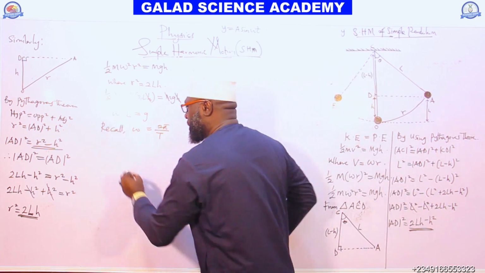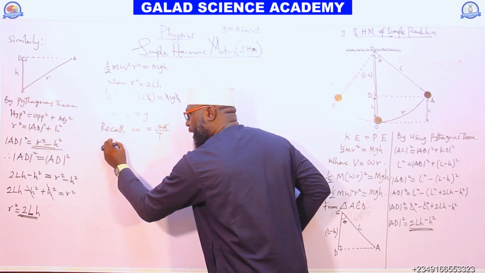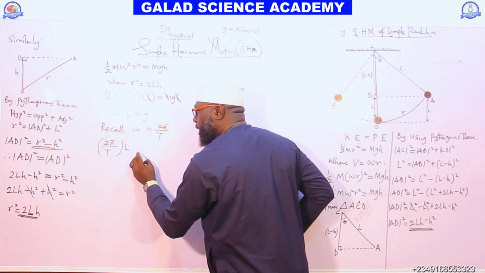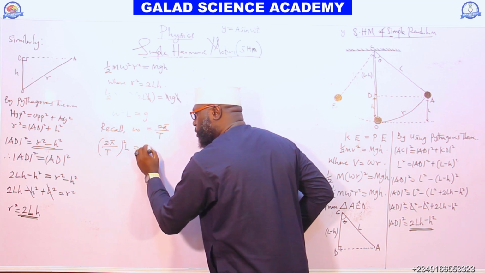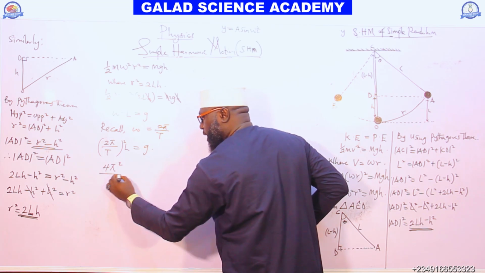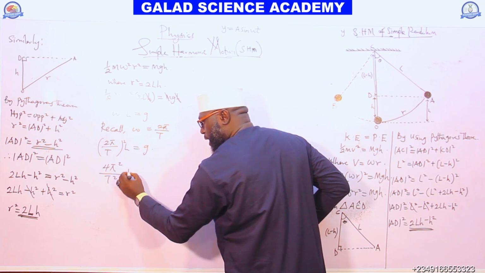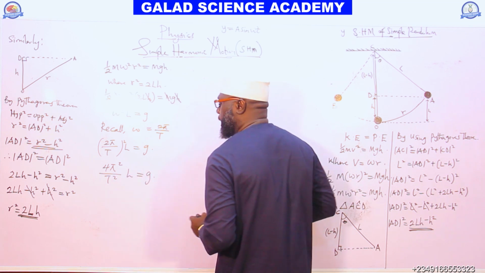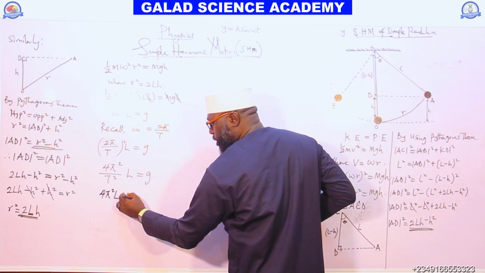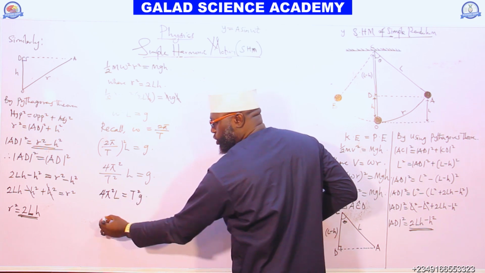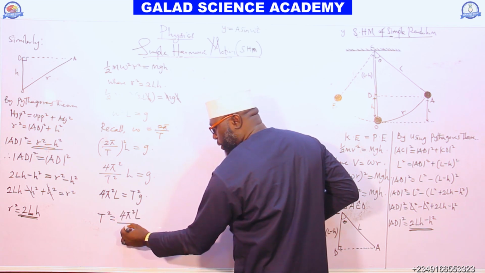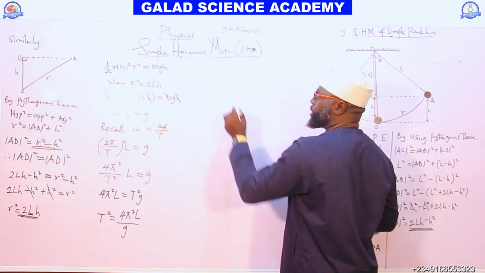Let's substitute for the omega here. You will now have 2 pi over T, square, L equal to G. We have 4 pi square L over T square equal to G. Let us cross multiply first. 4 pi square L equal to T square G. So you can now have T square equal to 4 pi square L over G.